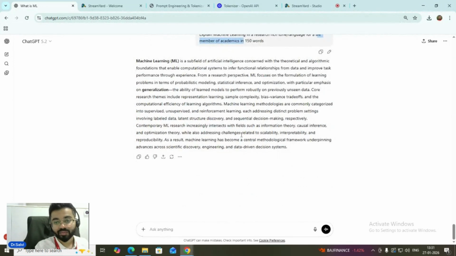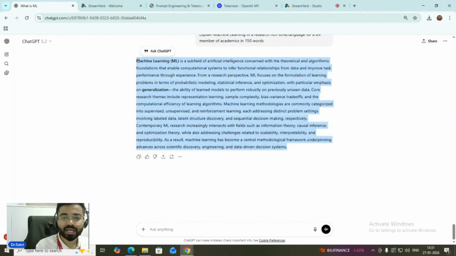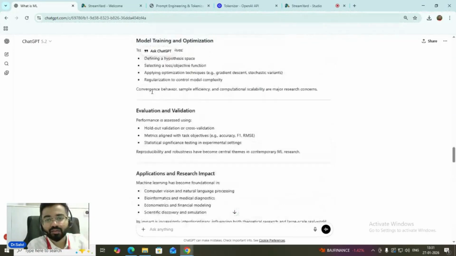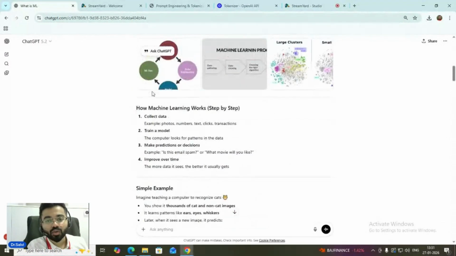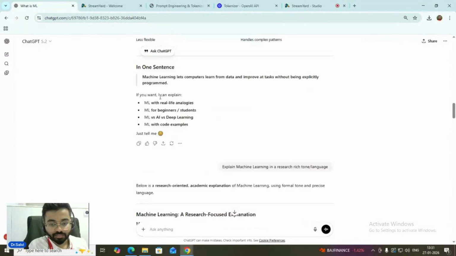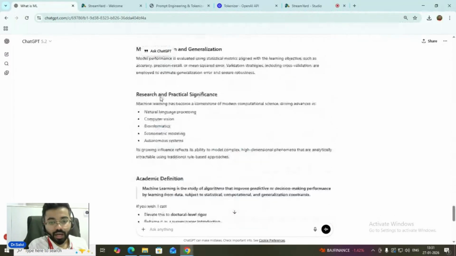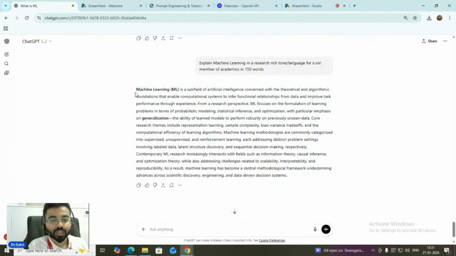in 150 words. Now my understanding from all of these things that we have had from the above has been very abstract, and it is a lot to learn and read from it, right? But now here what we can say is machine learning is placed in paragraph format, and this paragraph is quite generalized, but it is always in the research rich tone.